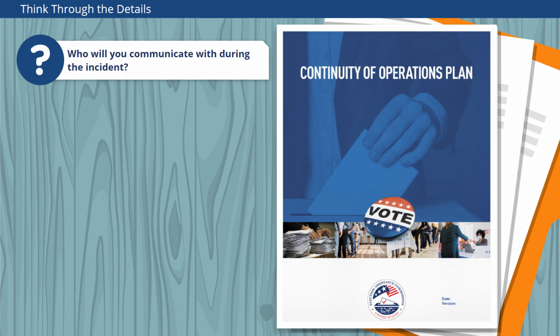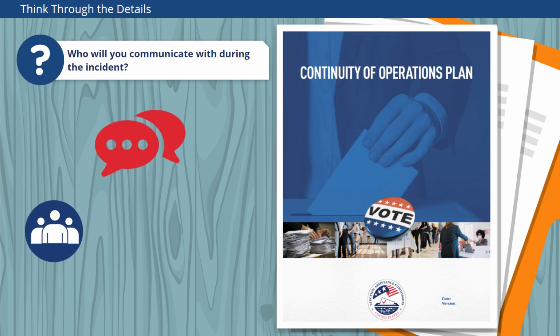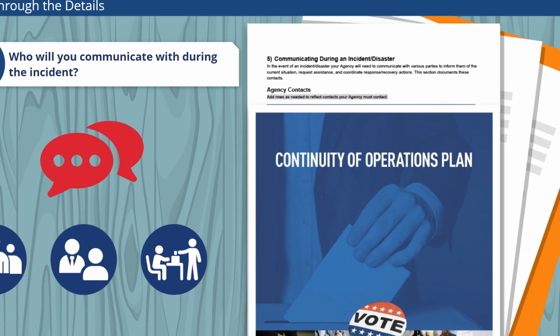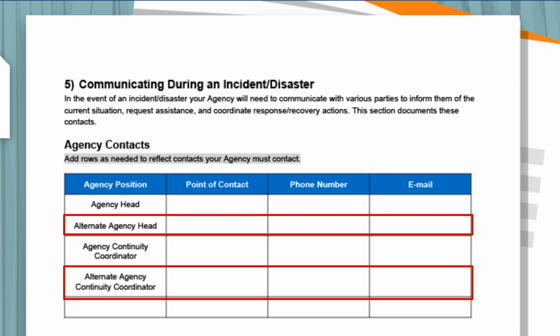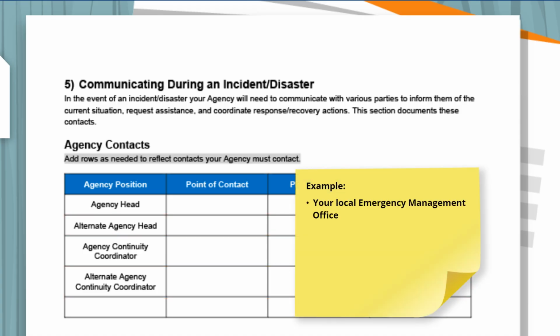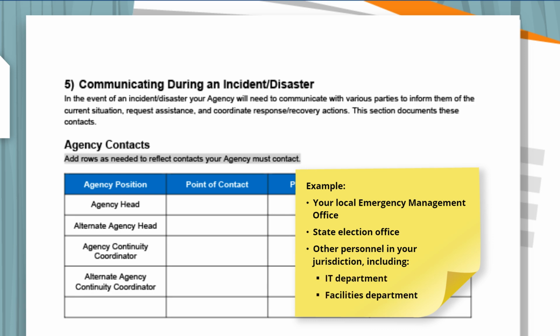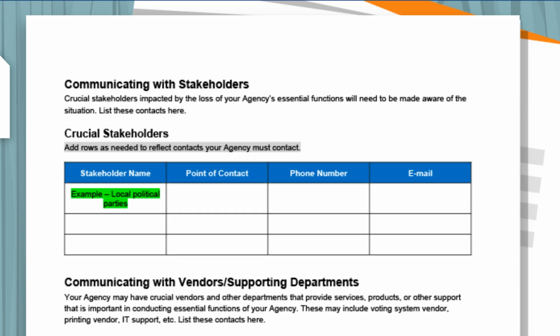Who will you communicate with during the incident? Effective incident response relies on solid communication among the continuity team, with external stakeholders, including other election officials, and often with the public. List the primary contacts for your COOP, including the agency head, agency continuity coordinator, and any alternates. Include partner organizations, for example, your local emergency management office, state election office, or other personnel in your jurisdiction, including IT or facilities.